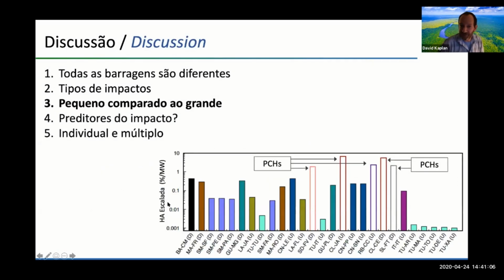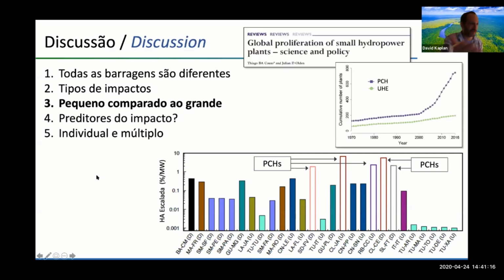This question of large versus small, where we have these basically bang for the buck for these PCHs is relatively small because their production is low. And we see this as a problem. Of course, I think we have on the line here Julian Olden and Tiago Couto writing about how PCHs, or these small dams, are really where the future of dam development and even the recent past has been in Brazil.